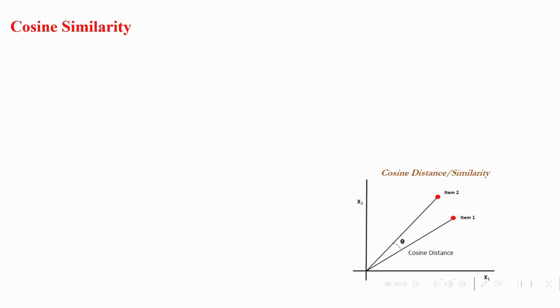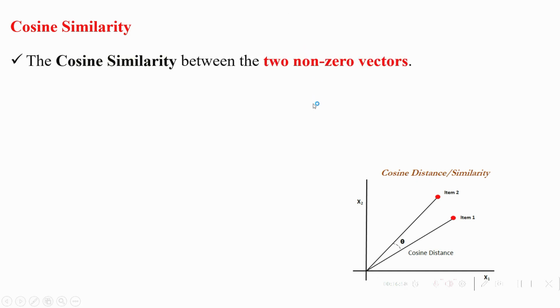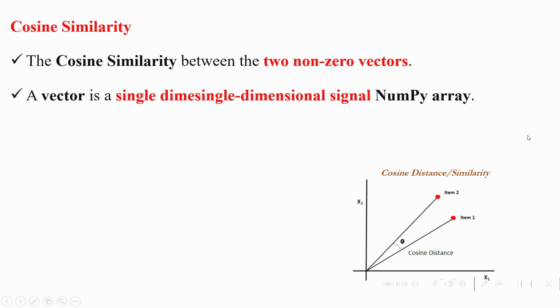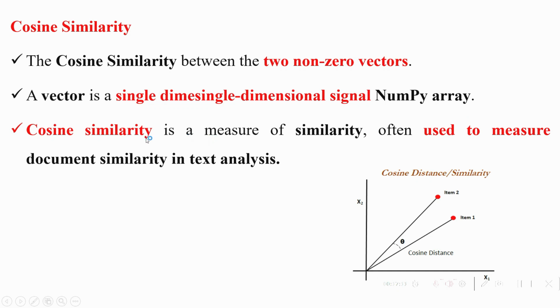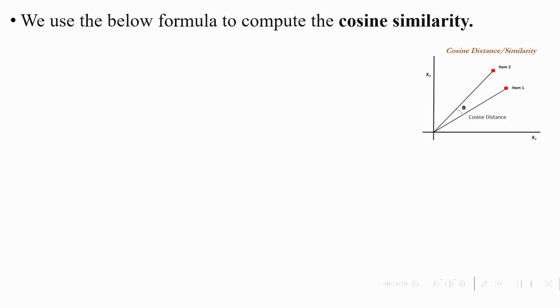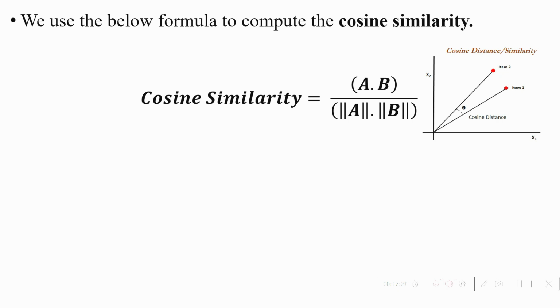Now we are going to see the other thing, called cosine similarity. The cosine similarity is between two non-zero vectors. A vector is a single-dimensional vector, that is called a numpy array. Cosine similarity is a measure of similarity often used to measure document similarity in text analysis. Now we are going to use the formula to find the cosine similarity, which equals mod of A dot B divided by mod A into mod B. That gives the cosine similarity.